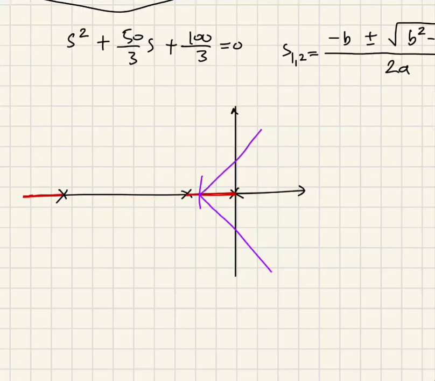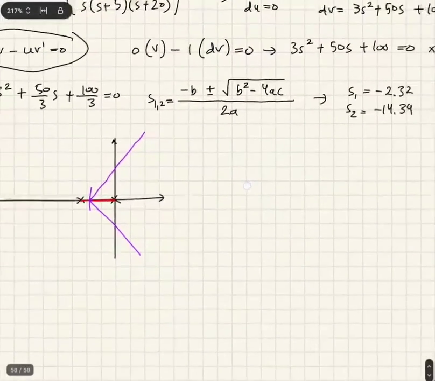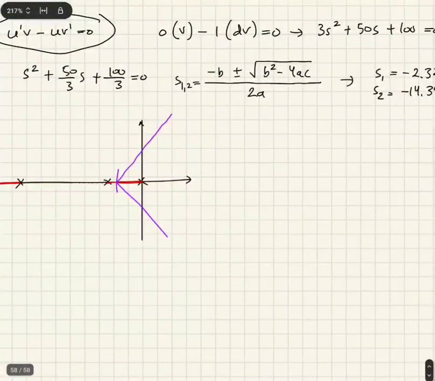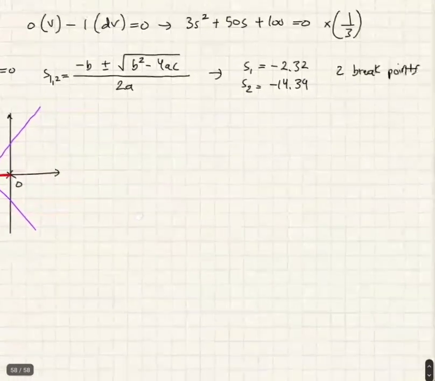Okay, this red part is your locus, at least for now, because we don't know a lot. We just know that these violet color lines represent your asymptotes, okay? So don't confuse it with the locus. They represent your asymptote. And we can see that -2.32 and -14. So we know that this is a 5, this is a 0, this is a -20.